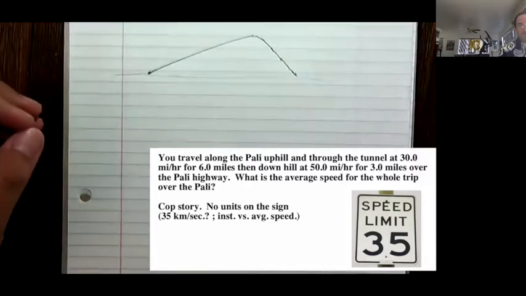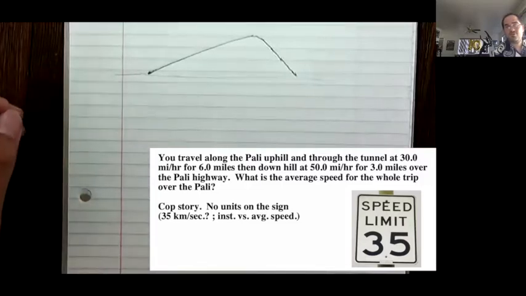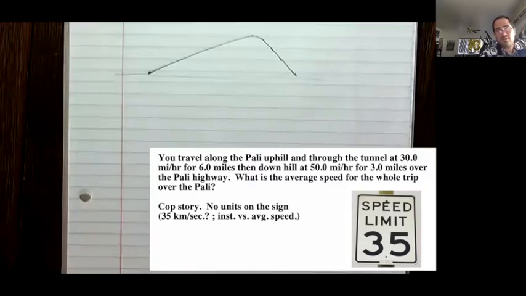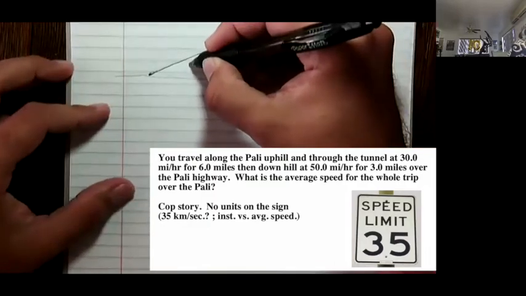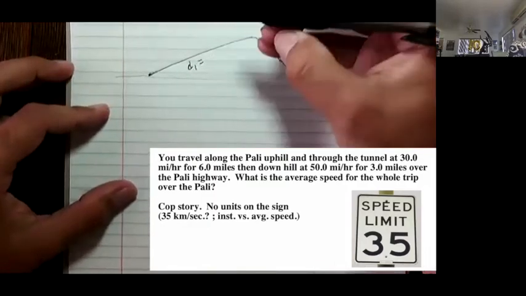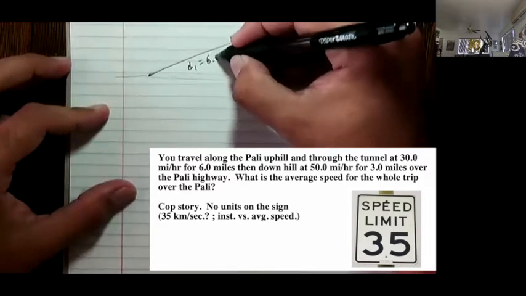Okay. So looking back at the problem, some of the givens that you would have read there, and you can rewind for that, is that we're going up along the Pali, and we travel at 30 miles per hour for 6 miles. So everything that was in that paragraph, I'm reading off the paragraph, and then I'm writing it as givens.